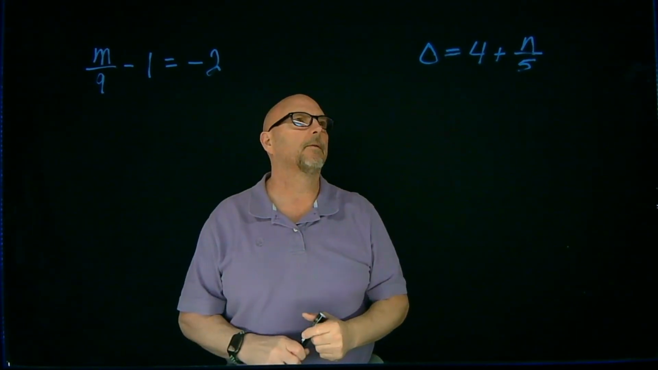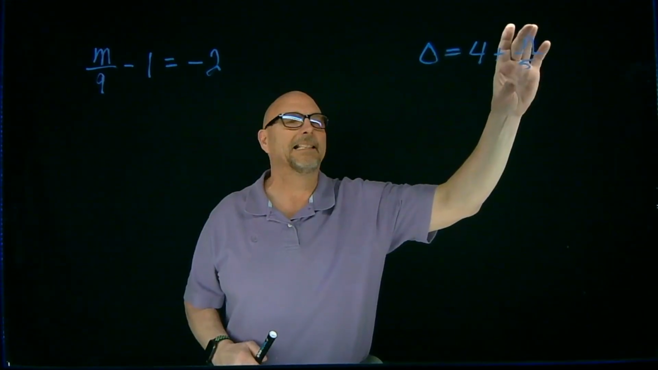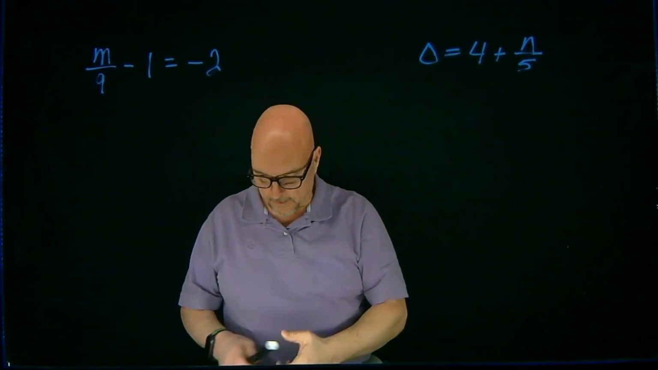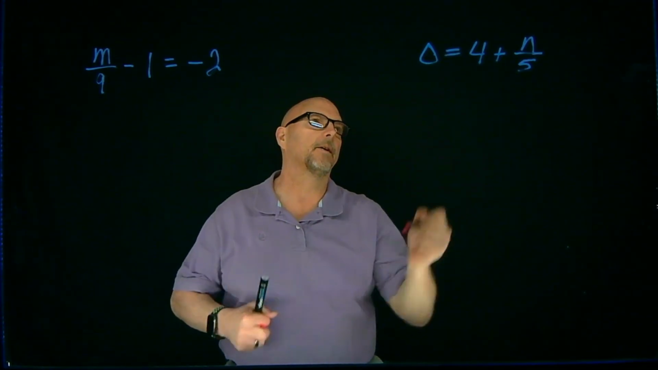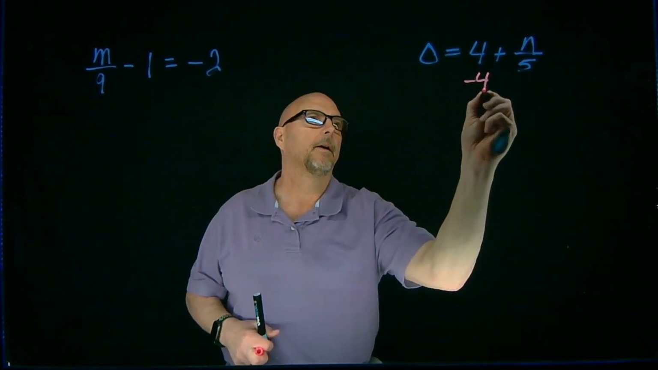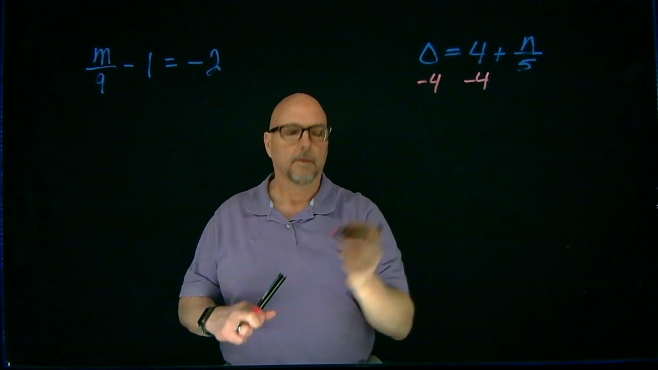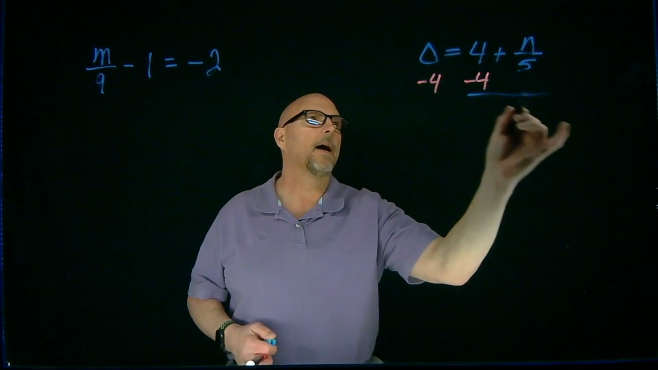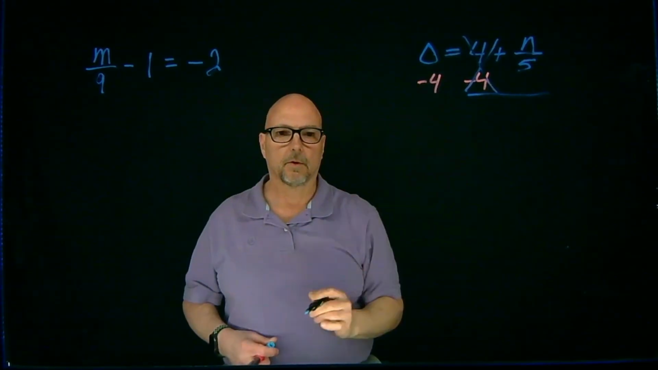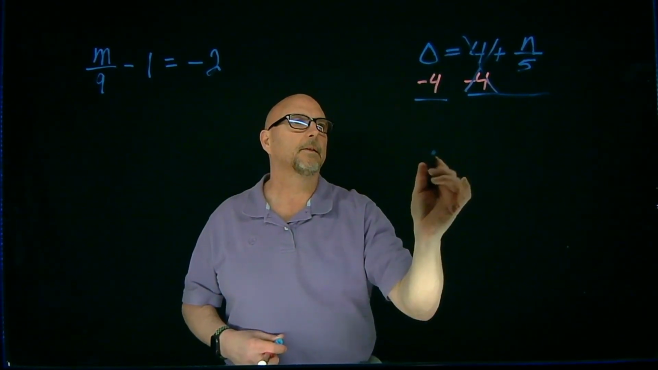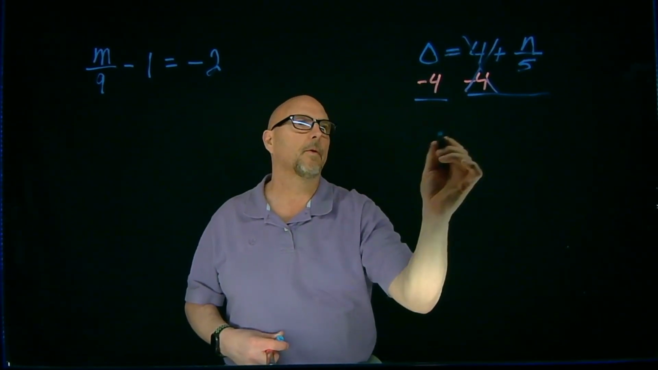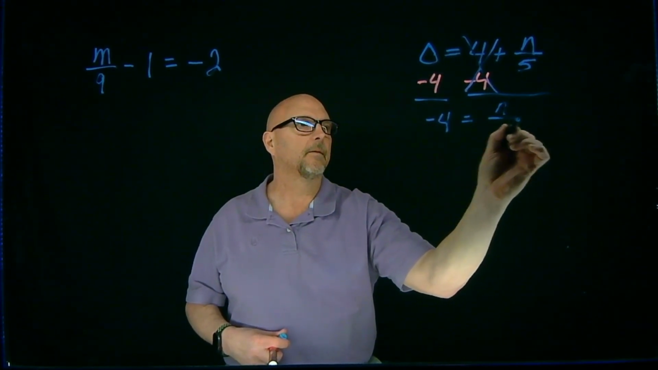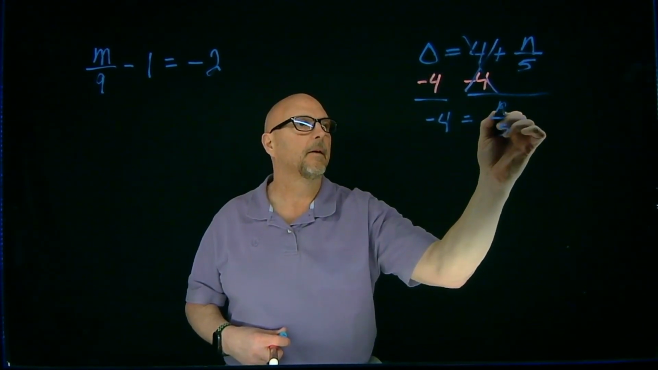So we'll start with this one over here. First thing we want to do again is isolate the variable term. So get rid of this 4. So subtract 4 on both sides of this equation. And I'll use my pink again here. On the right-hand side, what we wanted to have happen was those two go away. On the left-hand side, we have 0 minus 4. So that is a negative 4, and that equals n divided by 5.